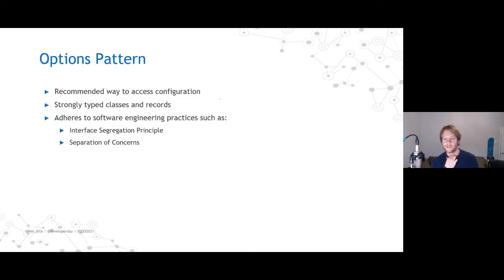So the options pattern is the recommended way to access configuration. It's strongly typed. I think it's supposed to be able to support records soon, but currently, unless you've got getters and setters on all your records, it won't work. It adheres to good software engineering principles such as the interface segregation principle, segregating parts of your application based on what it needs, and also separation of concerns as well.